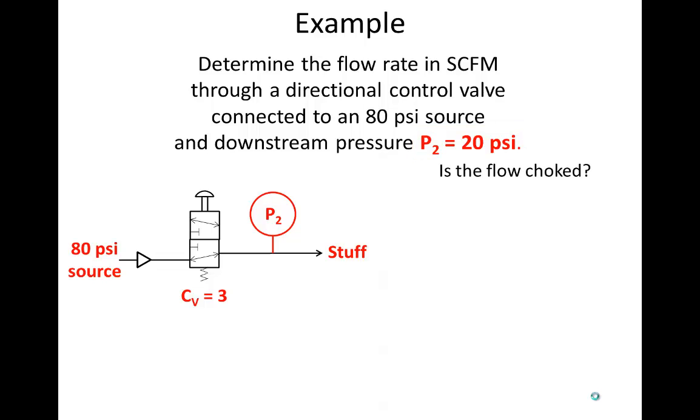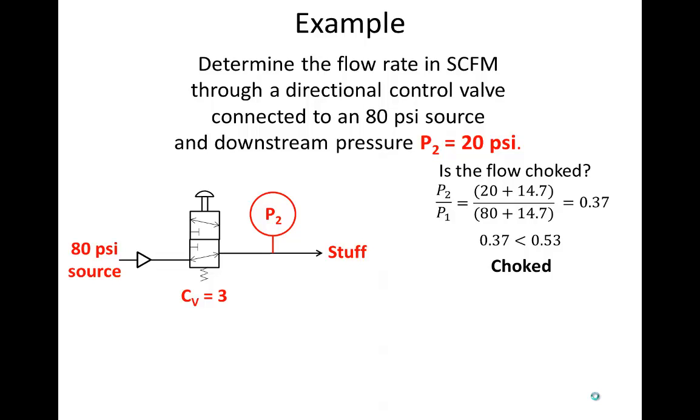First we have to check to see if the flow is choked. The P2 over P1 ratio again uses absolute pressures and would be 37%. That is less than 53%. So that tells us that the flow is choked, that the air traveling through the valve has reached the speed of sound. So we've got to figure out which pressure P2 would have caused this system to be choked, or equal to 53%. And we find that this would have been choked if the downstream pressure P2 was 35.5 psi.